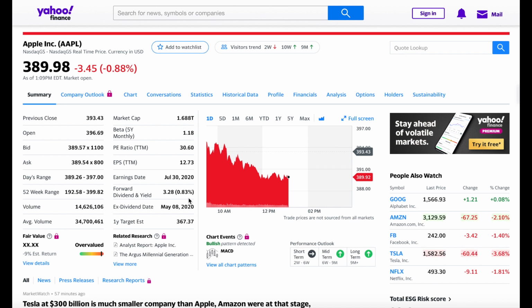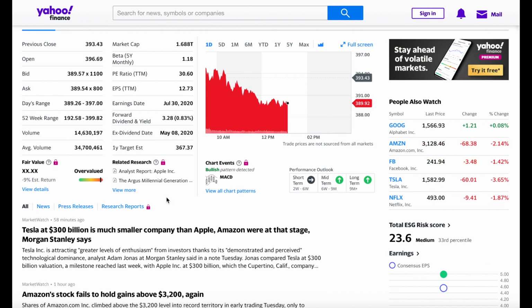I mean, there are definitely better dividend yielding stocks out there. Apple to me is more of a growth stock because, I mean, just look at this. Over the course of a year, it's ridiculous how much you gain. It's more than double.